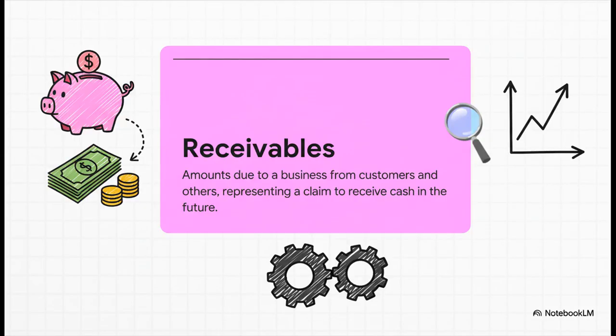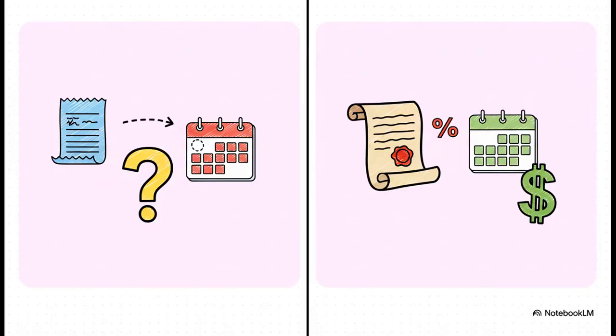So the official definition is right here. Receivables are amounts due to a business. The most important thing to remember is that they are assets. They might not be cash right now, but they're expected to turn into cash pretty soon, which makes them a huge part of a company's financial picture. But as you'll see, not all receivables are created equal. The two big categories you'll run into constantly are accounts receivable and notes receivable.